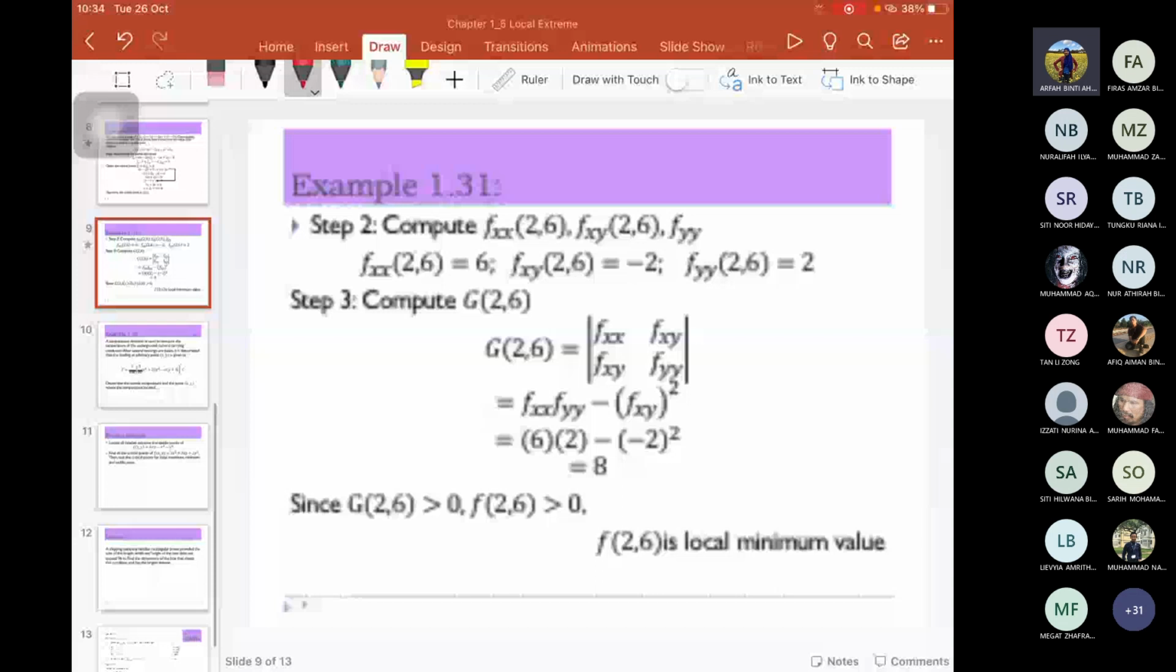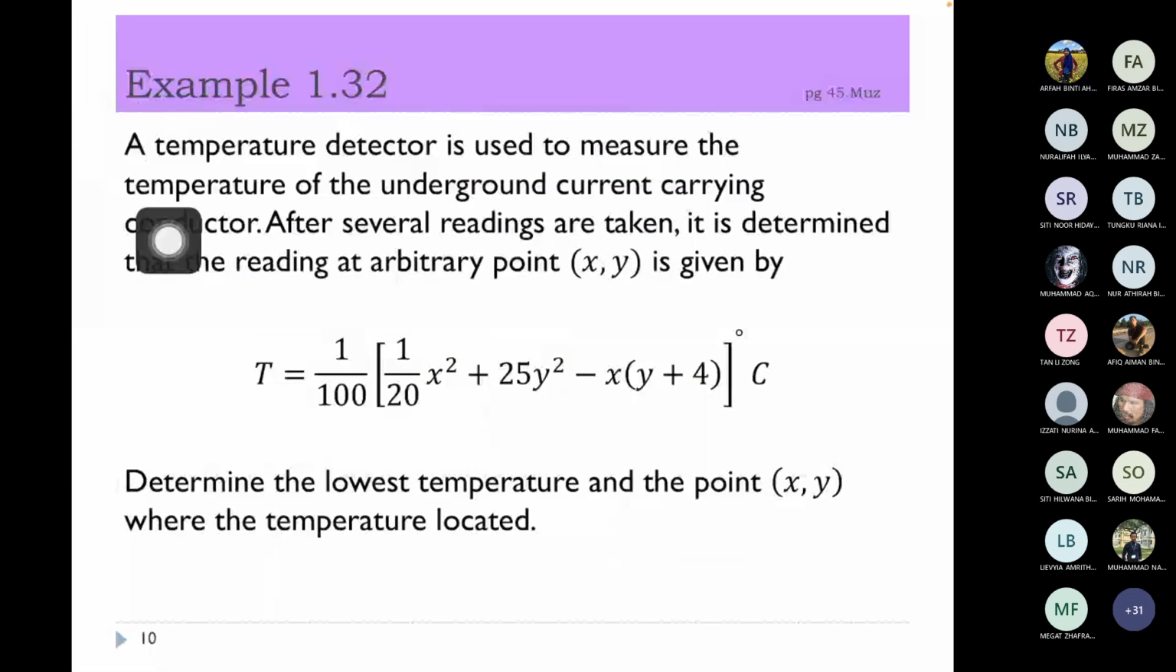Mak ai, tak keluar lagi. Aku dah bercakap ni. Tak keluar. So tengok the next slide. Okay, fine. What happened? Sekejap. Saya try share balik. Lambatnya dia keluar.